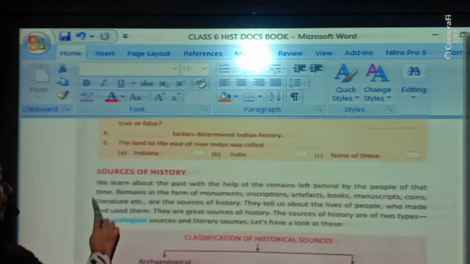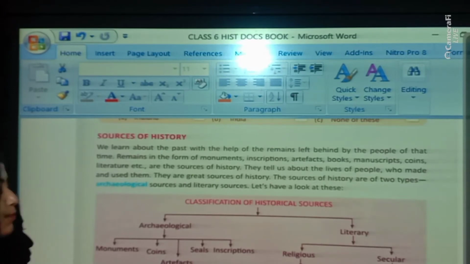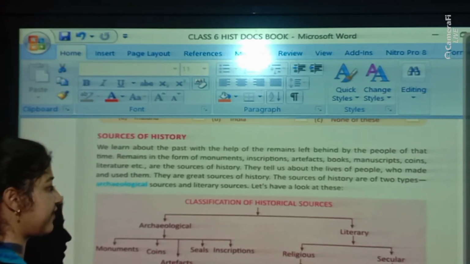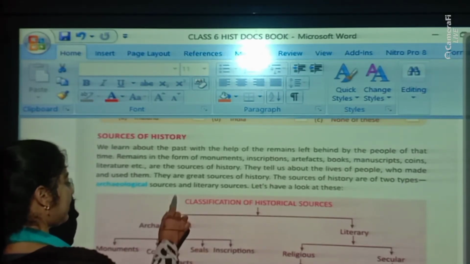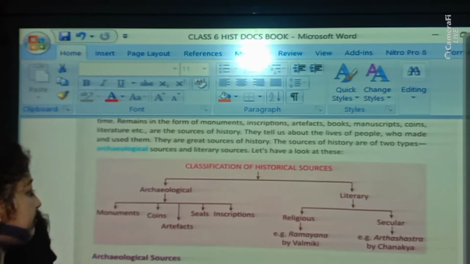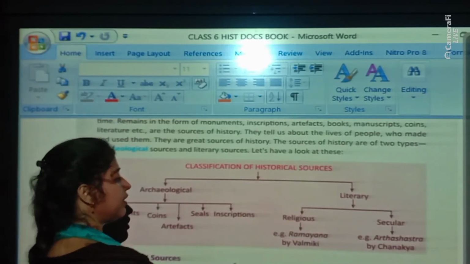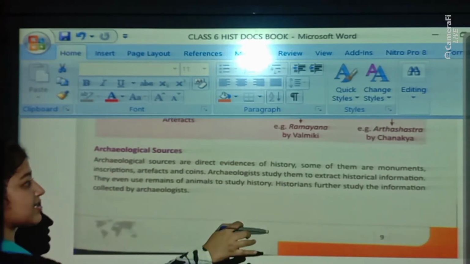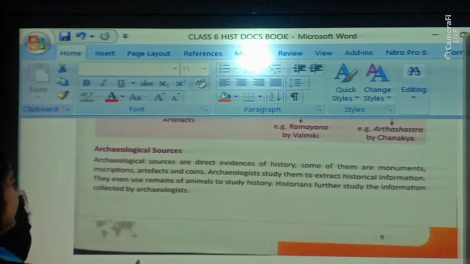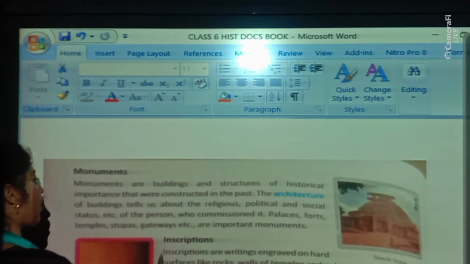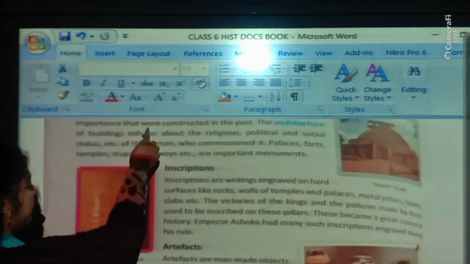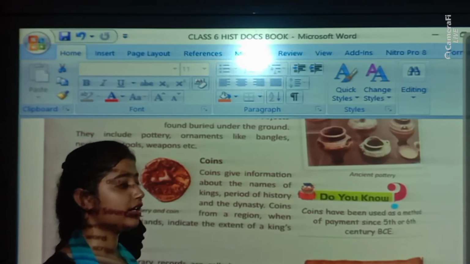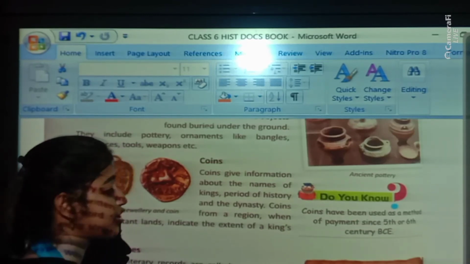So sources of history depend on two types, right? Historical sources have two classifications, archaeological and literary. Archaeological includes monuments, coins, artifacts, seals and inscriptions, and literary has religious and secular. What is an archaeological source? The direct evidence of history. Some of them are monuments, inscriptions, artifacts. All these things, monuments, inscriptions, artifacts, coins, depict dynasty rulers and their kingdoms, evidences or doctrines, right?